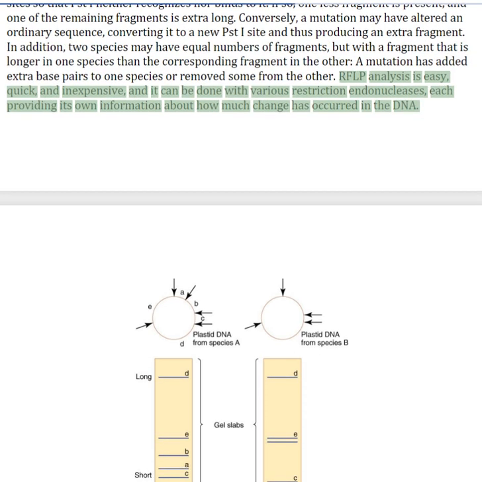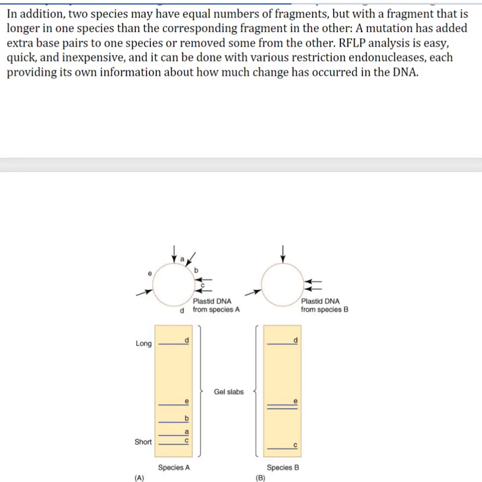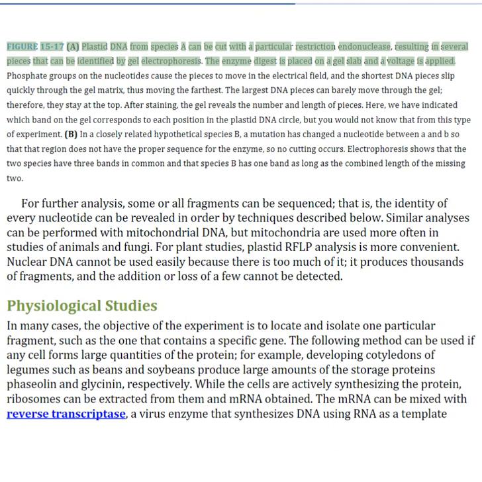RFLP analysis is easy, quick, and inexpensive, and it can be done with various restriction endonucleases, each providing its own information about how much change has occurred in the DNA. Figure 15.17: plastid DNA from species A can be cut with a particular restriction endonuclease, resulting in several pieces that can be identified by gel electrophoresis.